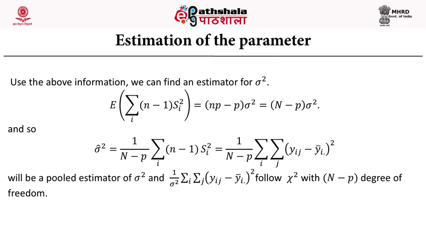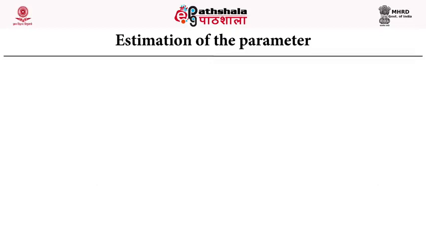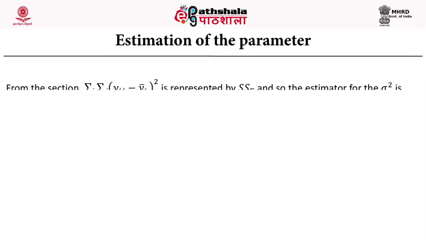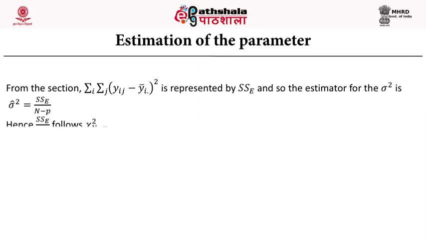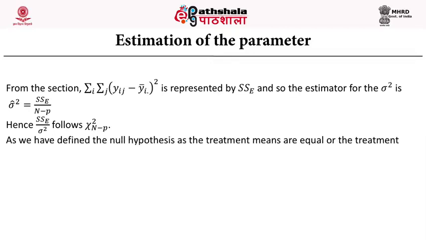So 1 upon sigma square times the double summation of (Yij minus Yi dot bar) whole square follows a chi-square distribution with n minus p degrees of freedom. The double summation of (Yij minus Yi dot bar) whole square is represented by the sum of squares of error, and so the estimator for sigma square is sigma square hat, which is equal to the sum of squares of error divided by n minus p. Hence the sum of squares of error divided by sigma square follows a chi-square distribution with n minus p degrees of freedom.